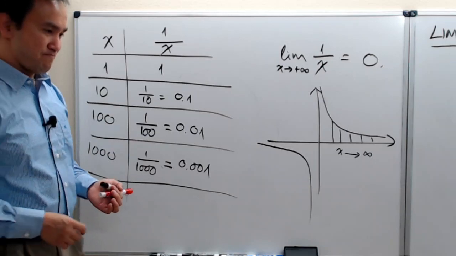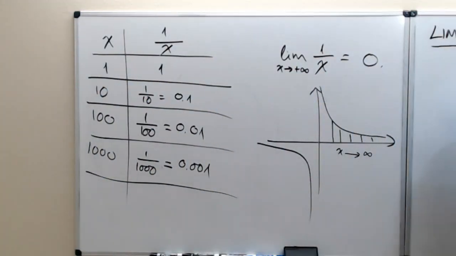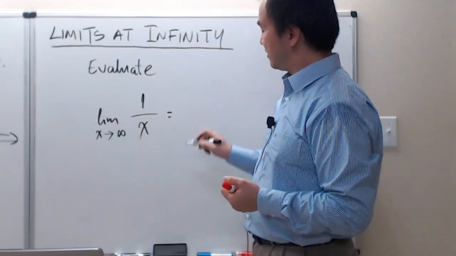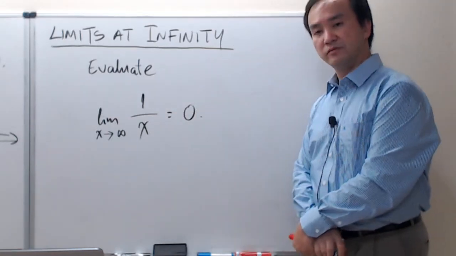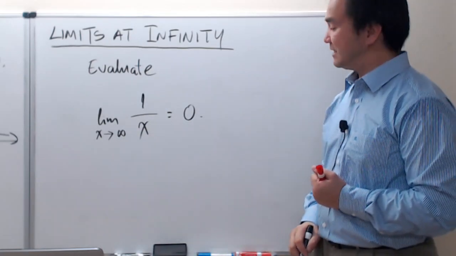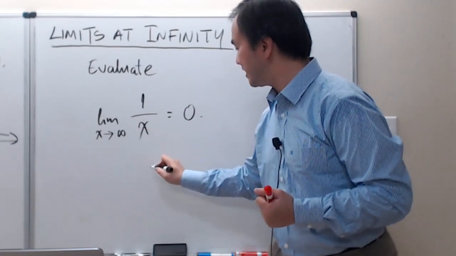And so now we can make a final conclusion. This has limit 0 as we're letting x approach positive infinity. And then let's quickly look into another problem right here.